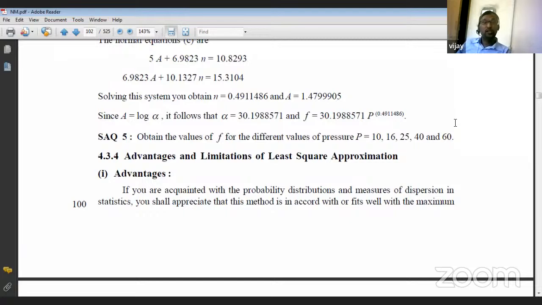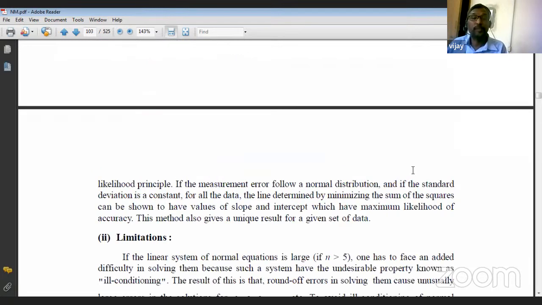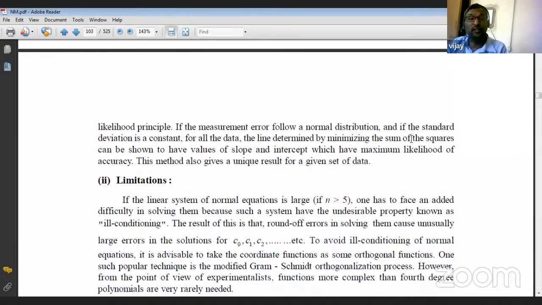So, the advantages and the limitations of least square approximation. What are the advantages? It is affiliated with the probability distribution, which measures the dispersion in statistics. You can justify the method according to the maximum likelihood principle. If the measurement errors follow a normal distribution and if the standard deviation is constant for all the data, the line determined by minimizing the sum of squares gives the values of slope and shift with maximum likelihood accuracy. This method also gives a unique result for the given data.